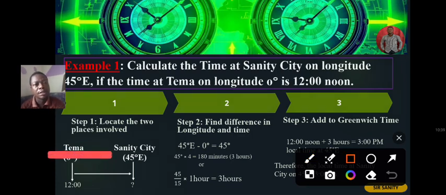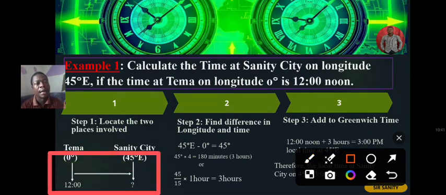So you see what I've done here? I've located the two places involved. We have Tema and we have Sanity City. Tema is on longitude 0 degrees and Sanity City is 45 degrees east. So my arrow points to the east from Tema.